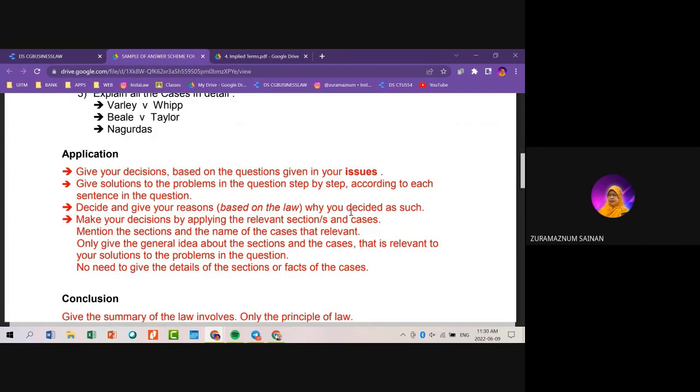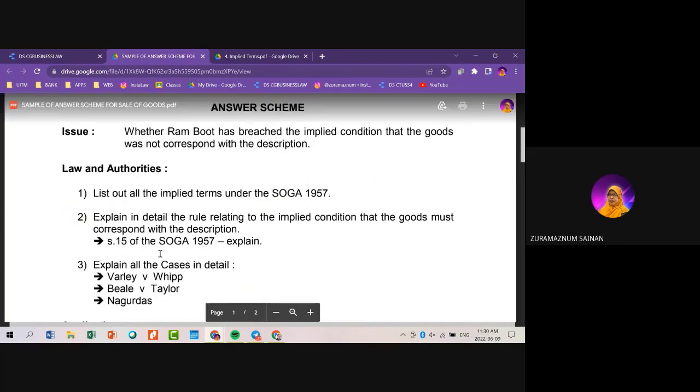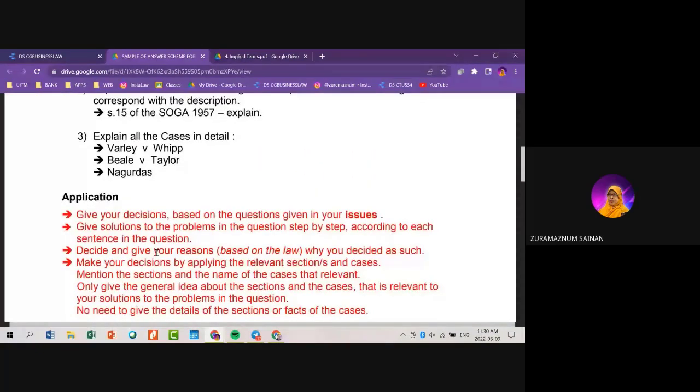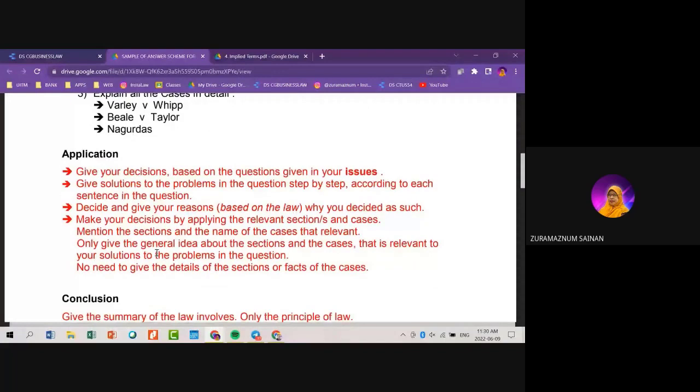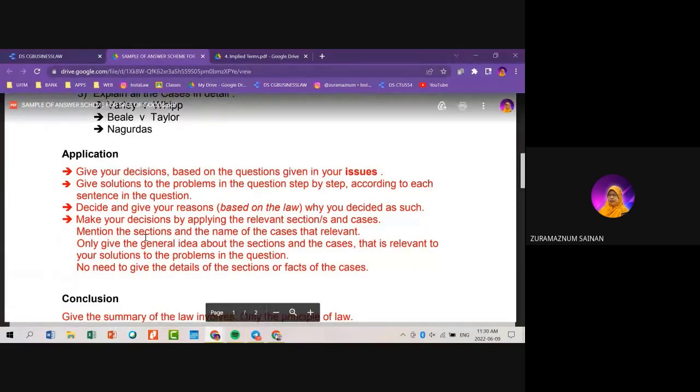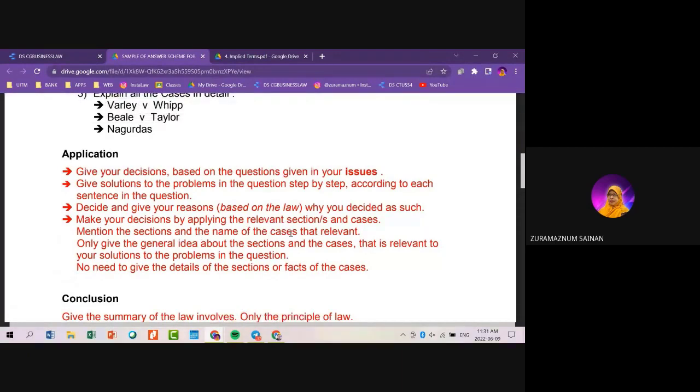Kenapa you kata libel? Kenapa you kata tak libel? Okay, so what's your law? Section mana? Case mana? You refer. Tu contohnya. Okay, and then make your decisions by applying the relevant sections and cases. Mention the sections and the name of the cases that are relevant. Mention case mana yang relevant, yang you rasa sesuai lah untuk digunakan as the reference for your decision untuk soalan tu.